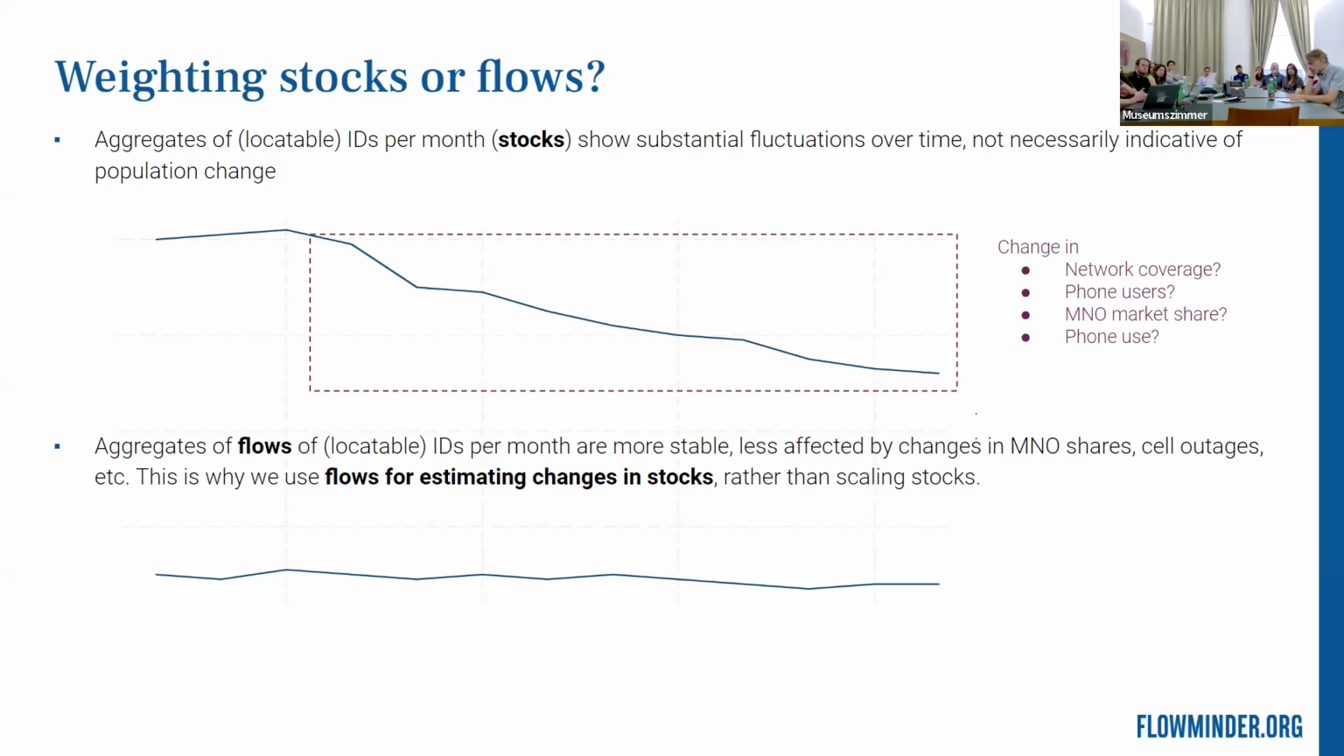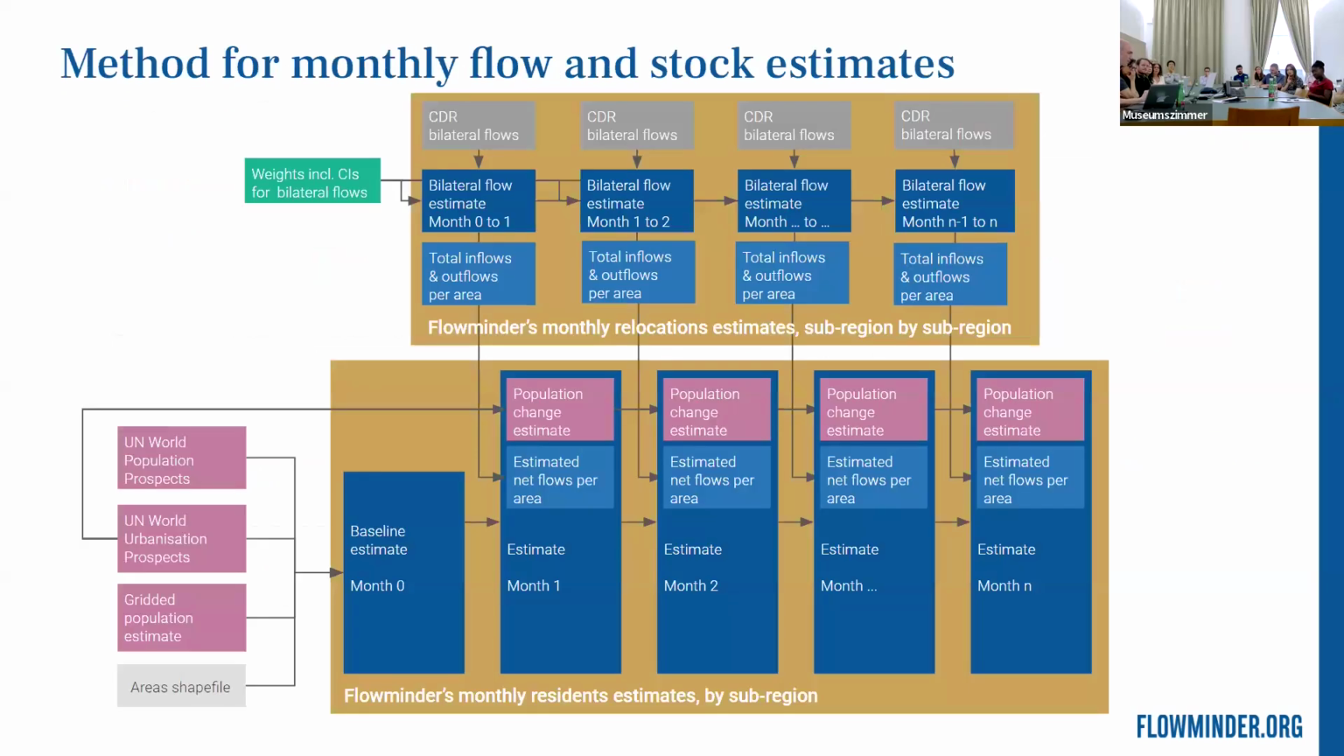Of course, they're not entirely insulated against any of these changes. They also move in a similar direction, but much less than the CDR stock data, and that's why we don't scale up the stocks, the daily locations or the monthly locations, up to the population, but we scale the flows. And this also is necessary because we see these mobility differentials: phone users and non-users are different, and that is really different per flow, per group of flows.